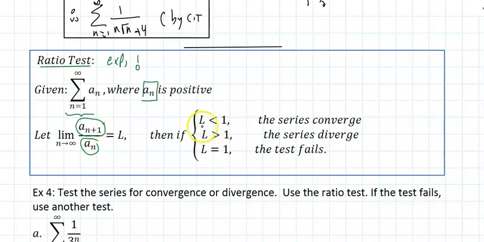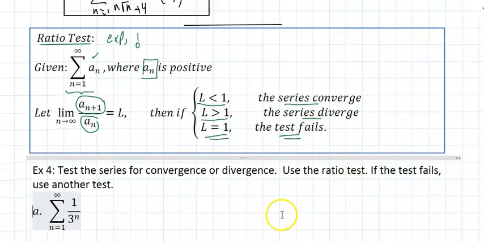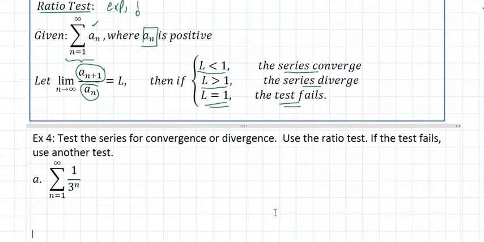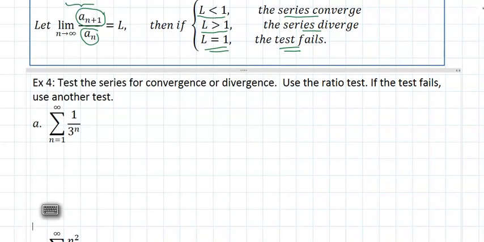If this value that you got is less than 1, we say the series converges. Which series? This series. If the limit is greater than 1, we say this series diverges. And if it equals 1, this test fails. You must use another test. So, test the series for convergence or divergence. And again, they're very specific. They say use the ratio test. If the test fails, use another test.